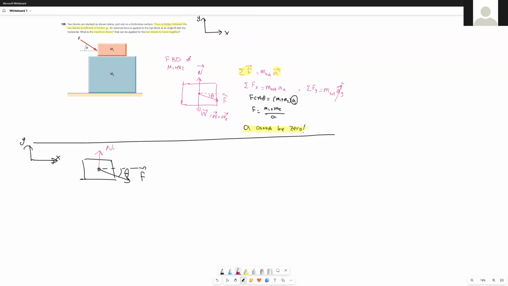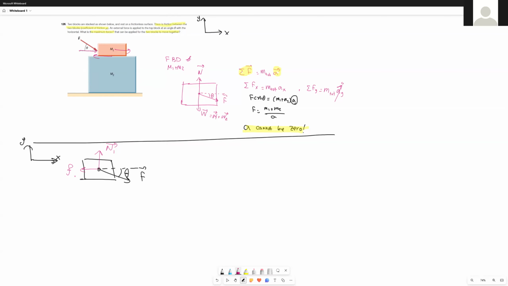There is going to be normal force on M1. There is going to be friction. If the X component of F is trying to move M1 in this direction, the friction is always opposite in the direction of a sliding of the two objects. So friction between M1 and M2 is going to oppose it. Therefore, friction is going to be in this direction.